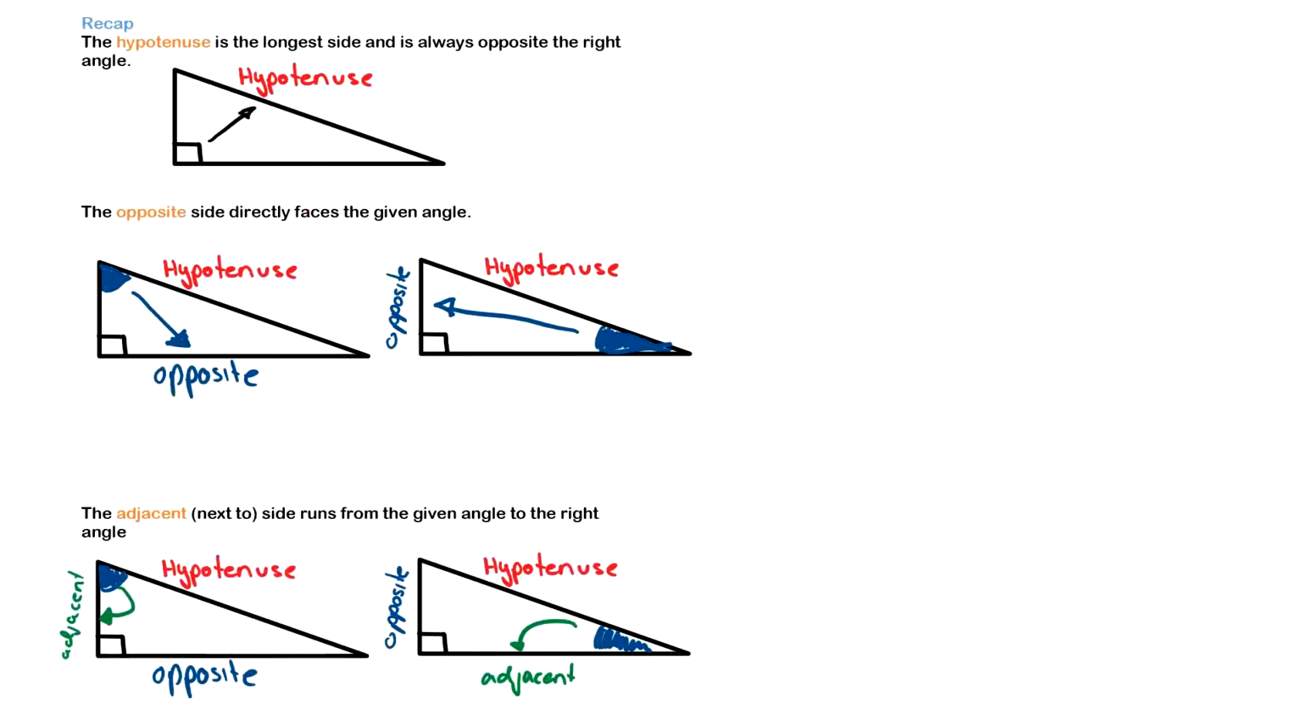So we will do a quick recap. We've covered that the hypotenuse is the longest side, and it's always opposite the right angle. Your opposite side directly faces the given angle, and remember, it depends on where that angle is. In those two triangles, the opposite sides are different because we're focusing on different angles. And the adjacent, or the next to side, runs from the given angle to the right angle. It's the one joining your angle and the right angle, or the one next to it. I like to draw that curved arrow.